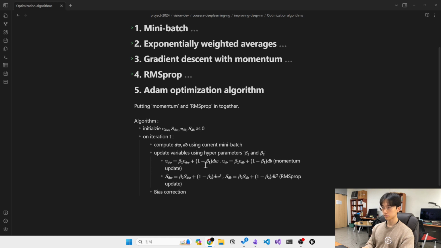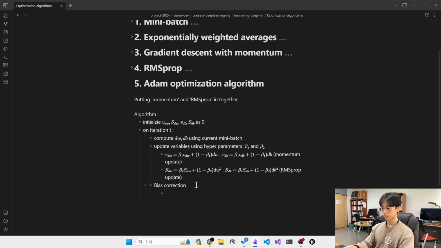So that's SdW corrected equals SdW divided by 1 minus beta 2 to the t, and SdB corrected equals SdB divided by 1 minus beta 2 to the t.